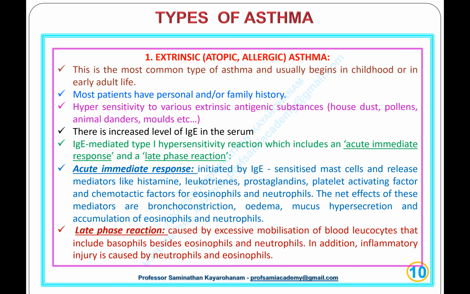an IgE-mediated type I hypersensitivity reaction, which includes an acute immediate response and a late phase reaction. The acute immediate response is initiated by IgE-sensitized mast cells, which release mediators like histamine, leukotrienes, prostaglandins, platelet activating factor, and chemotactic factors for eosinophils and neutrophils. The net effects of these mediators are bronchoconstriction, edema, mucus hypersecretion, and accumulation of eosinophils and neutrophils. Late phase reaction is caused by excessive mobilization of blood leukocytes that include basophils besides eosinophils and neutrophils. In addition, inflammatory injury is caused by neutrophils and eosinophils.